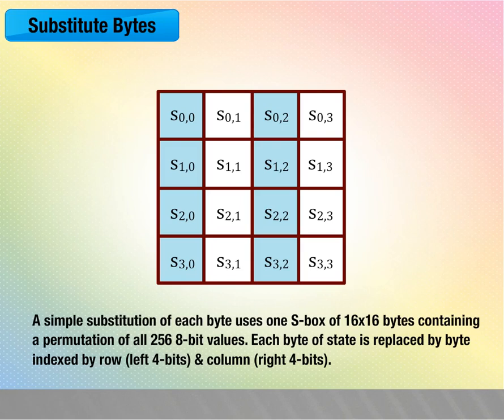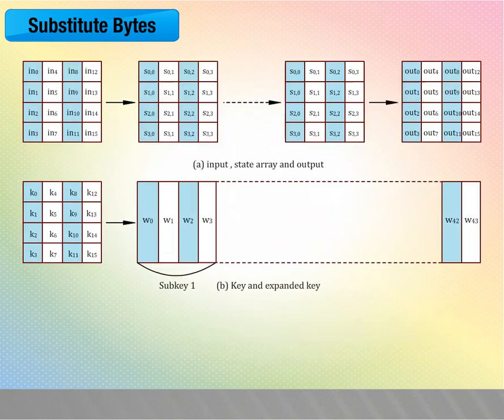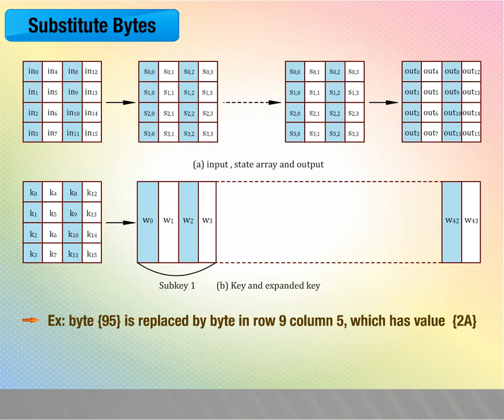A simple substitution of each byte uses one S-box of 16 by 16 bytes containing a permutation of all 256 8-bit values. Each byte of state is replaced by the byte indexed by row, that is the left 4 bits, and column, the right 4 bits. Example: byte 95 is replaced by the byte in row 9, column 5, which has the value 2A.